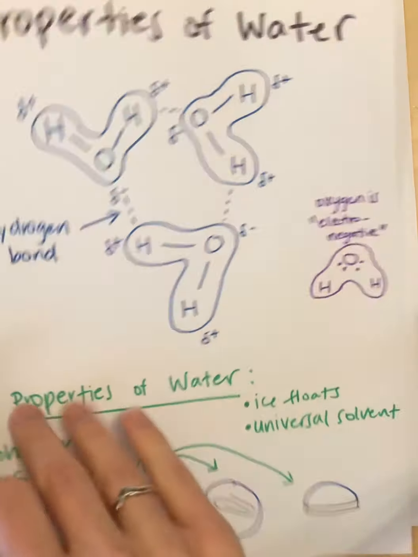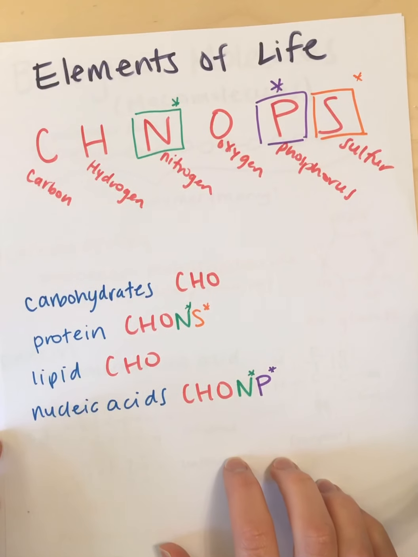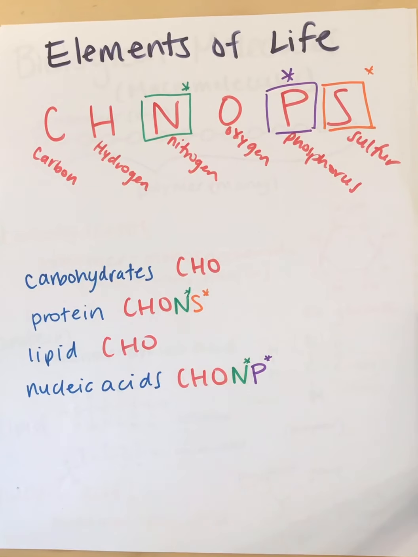Other chemistry of life concepts. Don't forget about the elements of life. They are carbon, hydrogen, nitrogen, oxygen, phosphorus, and sulfur. These are the most abundant elements in living things. And as a reminder, this is what elements are in each of the 4 major macromolecules that we learned about.